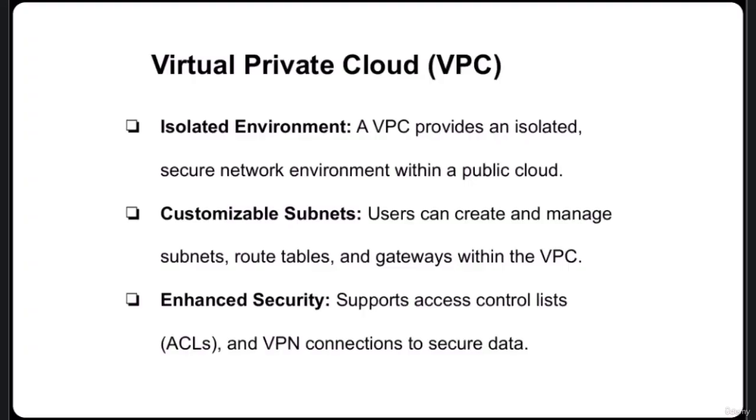Within a virtual private cloud, we can also implement our access control lists, our ACLs, creating virtual private networks, or VPNs. With a virtual private cloud, we can integrate VPN access for our remote users so that our remote users can have a secure, encrypted connection to the resources within the virtual private cloud.